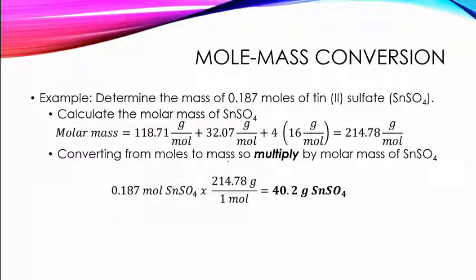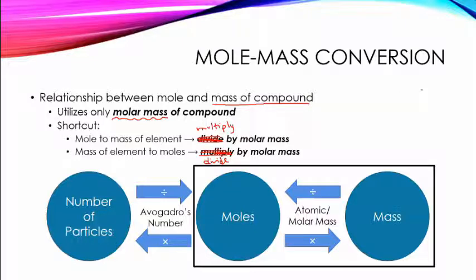All right. So let's look at some quick examples. I'm not going to go through this in all its gory detail because this is exactly what we just did. Okay. So determine the mass of 0.187 moles of tin(II) sulfate, and the formula is given to you. All right. So we are given 0.187 moles, and we want the mass, and our compound this time is SnSO4. So when they tell me that, the first one, I'm going to multiply.